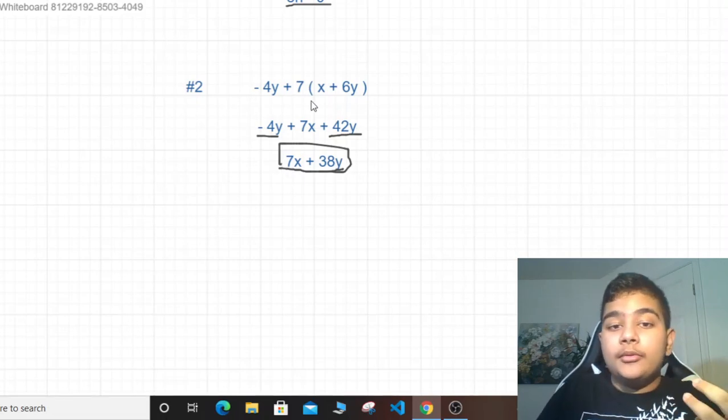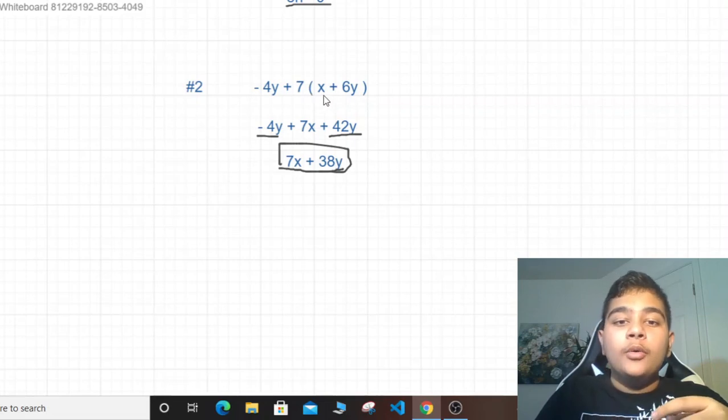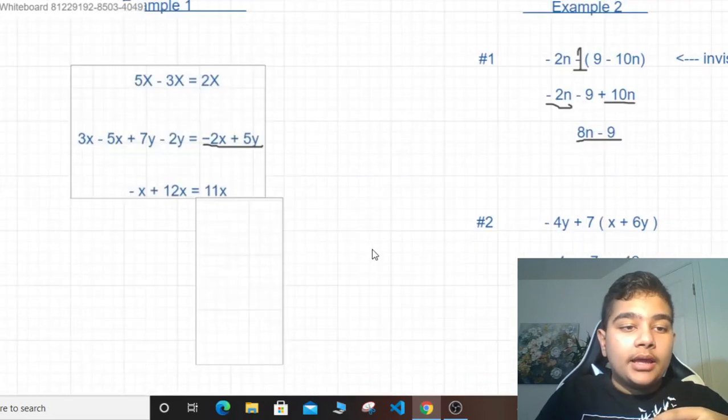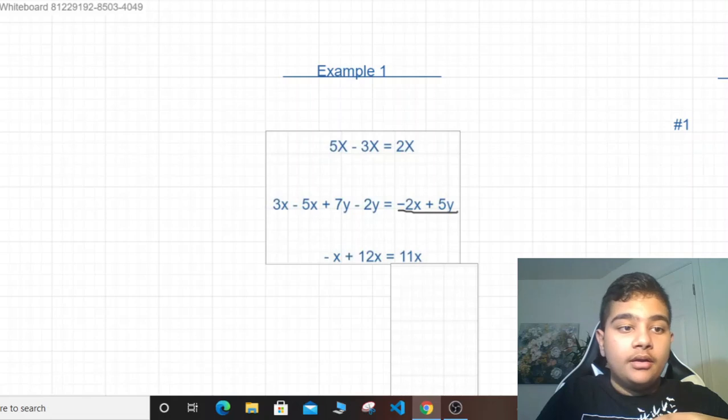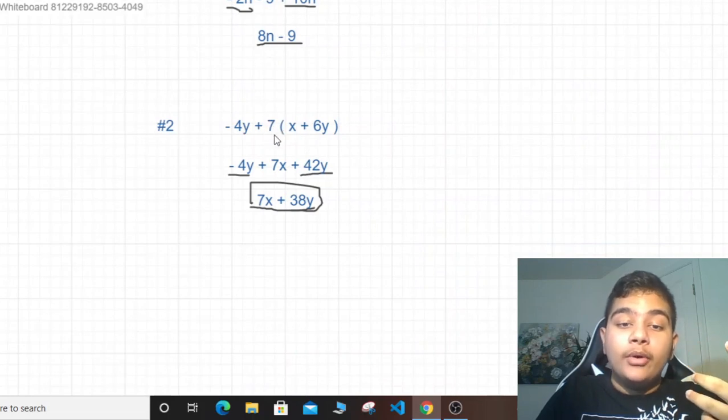If we had a similar variable in the parentheses, it wouldn't even be complicated. We would just add them up like we did here, and then we would just multiply it again with the number outside.